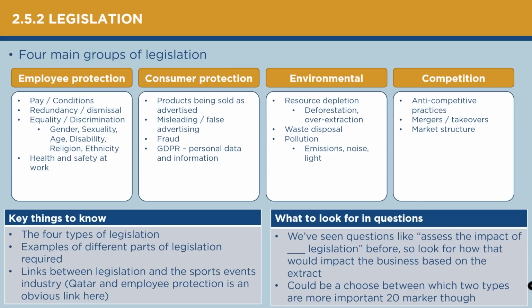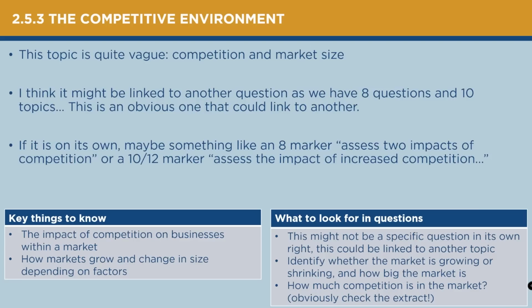We've seen loads of questions before, like assess the impact of employee legislation on a business, or assess the impact of consumer protection on a business. So look for that, make sure you're aware of what kind of things that might include, and make sure you can find those in the extract. It could even potentially be a 20 marker where you have to choose which of two types or groups of legislation is more important. I think that's maybe a little bit more unlikely, but certainly something worth being prepared for.